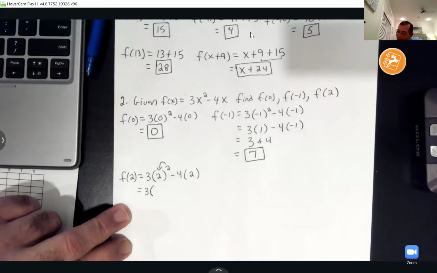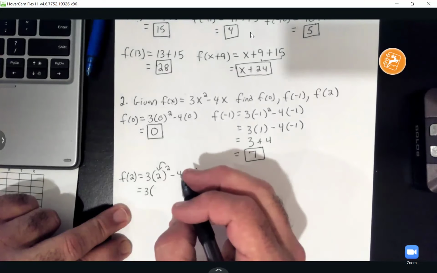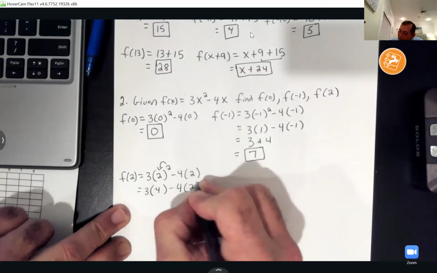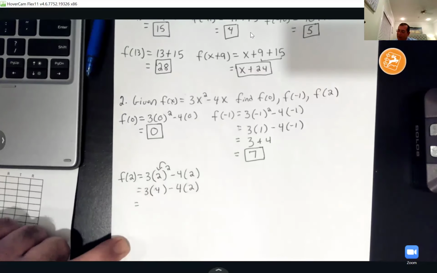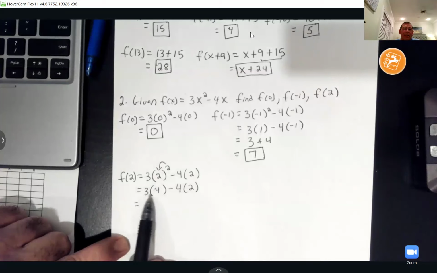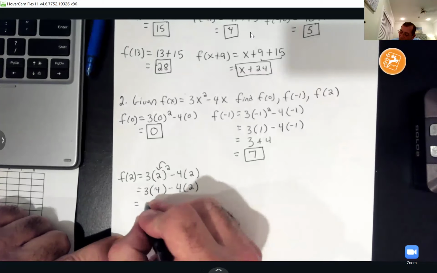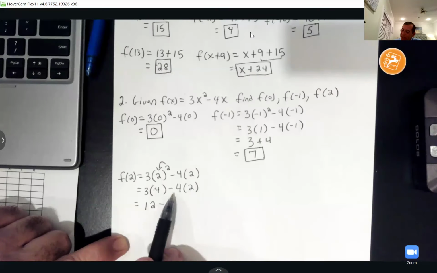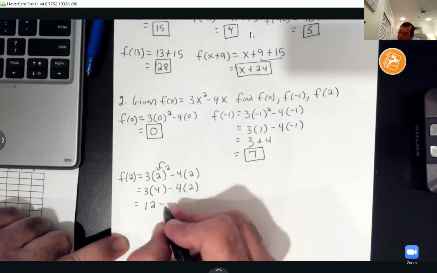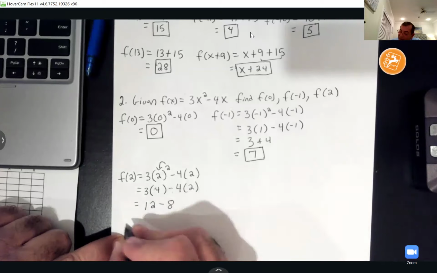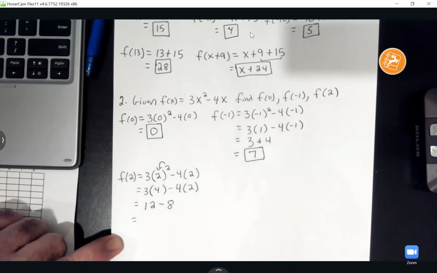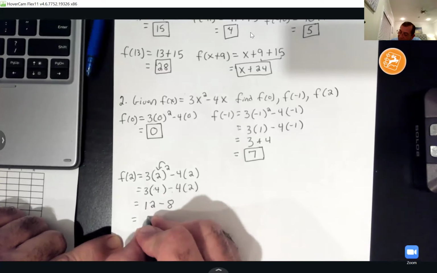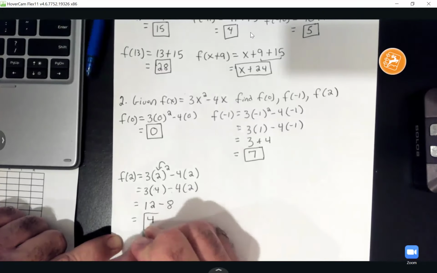Let's see, 2 squared is 4. All right, and I'm just bringing everything else down. So now I'll do all my multiplying. So let's see, that'll be 12. And this one will stay negative. That's like a negative 4 times 2, which is a negative 8. And then final step, just subtract and be done, and we get a positive 4. There you go.